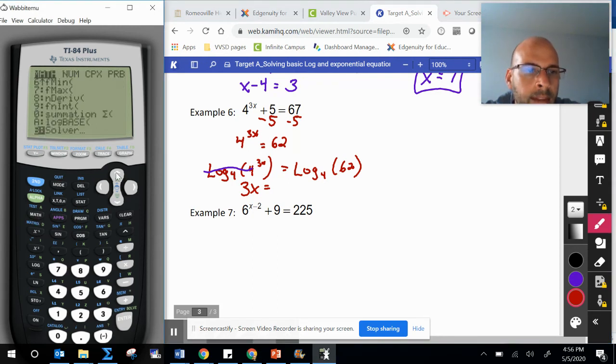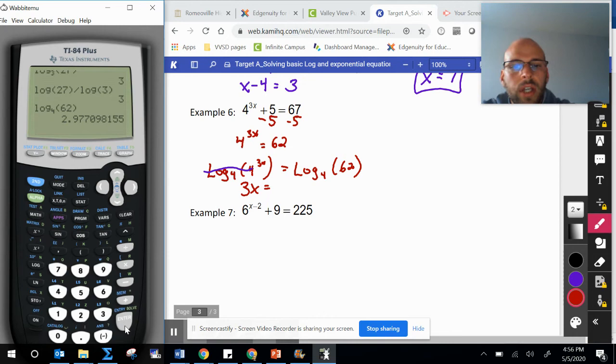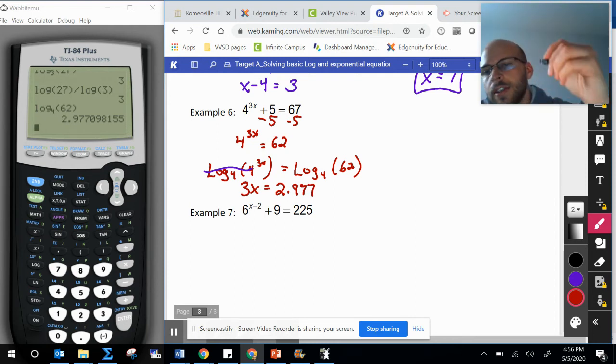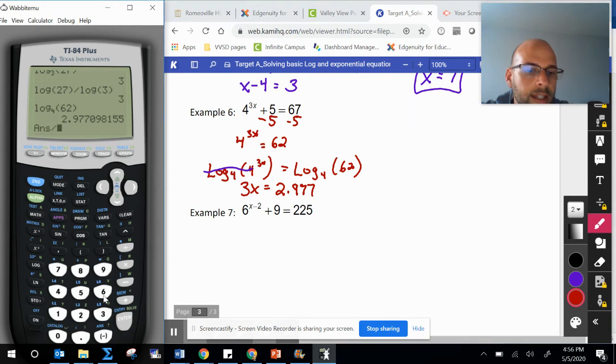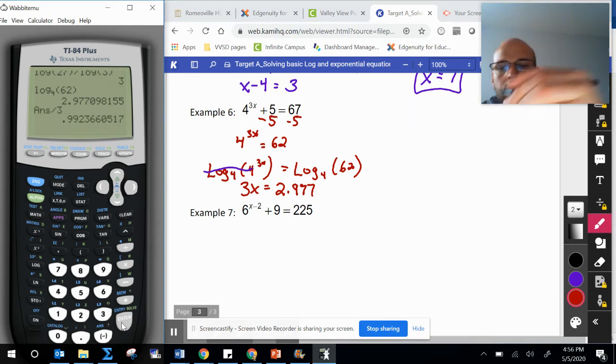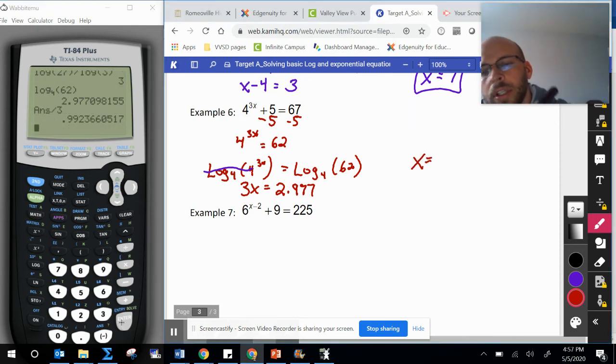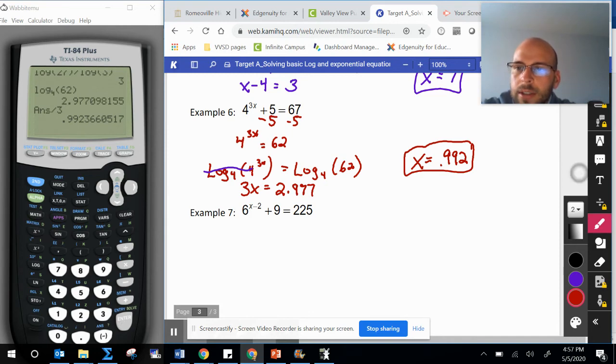So I'm going to hit math, log base. I know the base is 4. And I know I'm taking the log base 4 of 62. Now, we do get a decimal here, and that's okay. So I get 2.977. Okay, and then to finish it off, all I would have to do is divide by the 3. So if I divide this by 3, so on the calculator, I get x to be 0.992. Okay, and that is my answer.